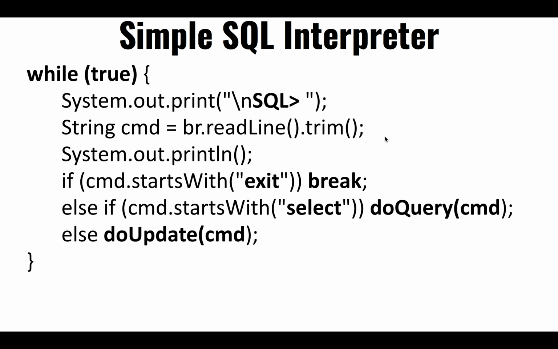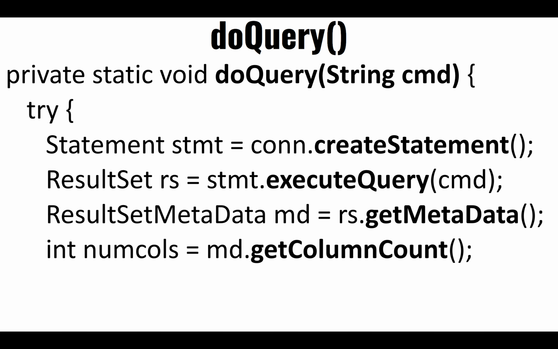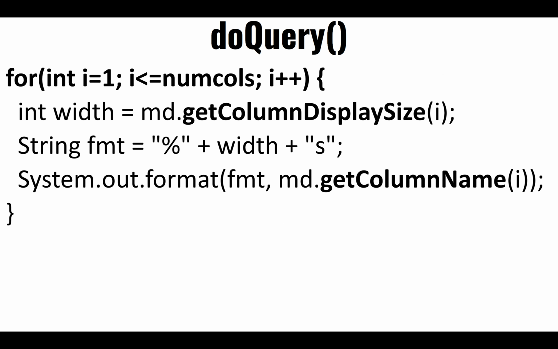Okay, so it's listening for select or updates. Here, if it's a query, then the command is being passed along. It creates a statement and executes the query with the command. Once it executes it, it grabs the metadata. It grabs how many columns it has, and then it just iterates over all those columns, displaying the names of the columns at the top. So it's basically going to display a table from the result set.